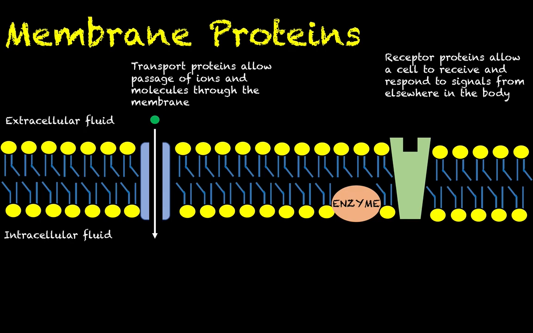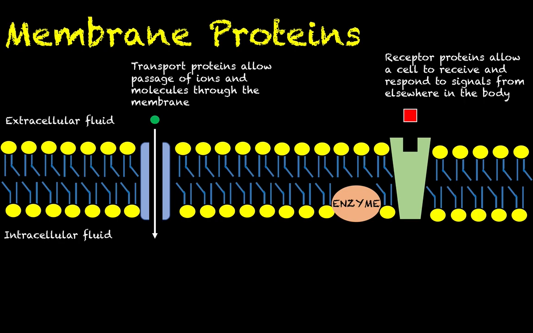Then on the other hand, you have receptor proteins. Receptor proteins allow a cell to receive and respond to signals from elsewhere in the body. We talked about this sort of thing all the way back in our very first video on homeostasis. We've talked about the role that neurotransmitters and hormones play in conveying information over long distances in the body. These receptor proteins allow effector cells to receive those hormonal or neural signals from the cells that are sending them.